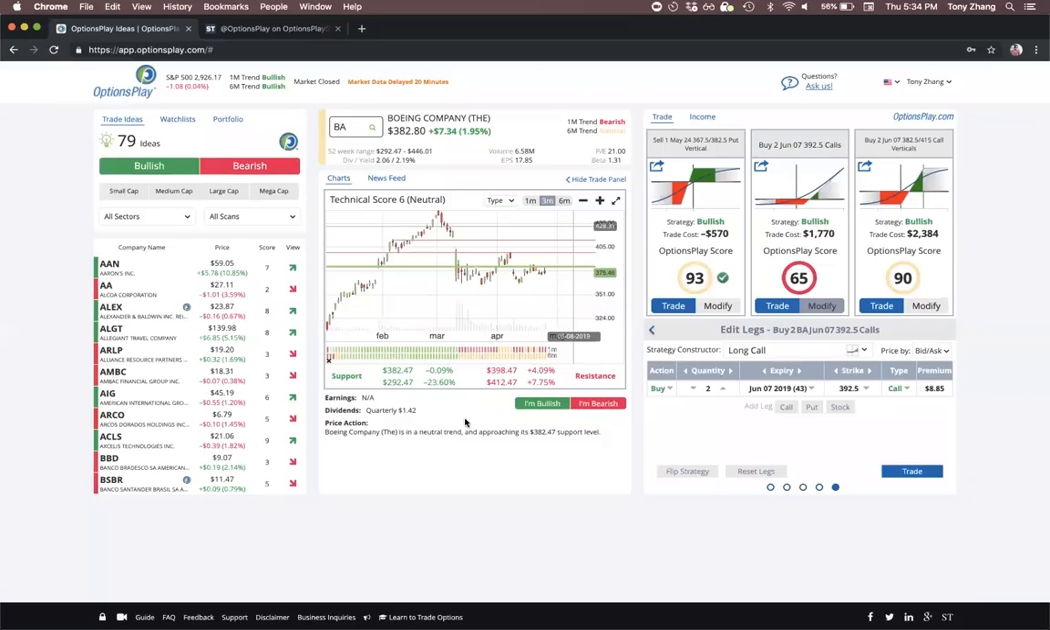And that's really a strategy for when the calls are super expensive, like Boeing right now. These calls are pretty expensive. So one of the ways to offset the cost of such an expensive call is to sell some premium to the downside.